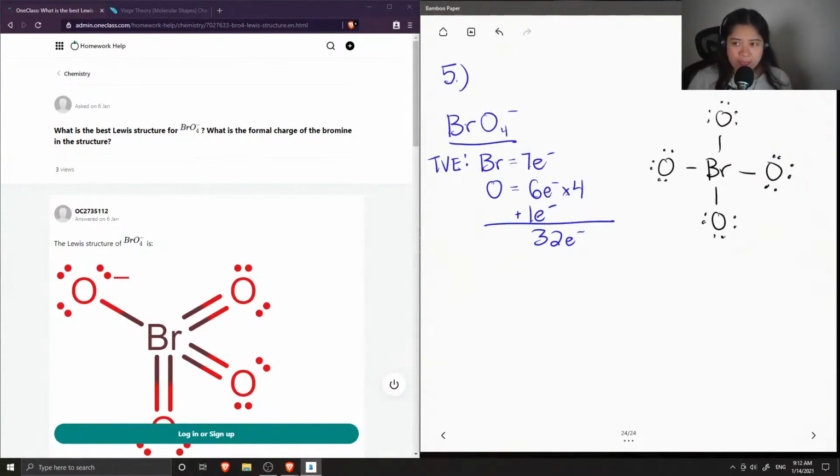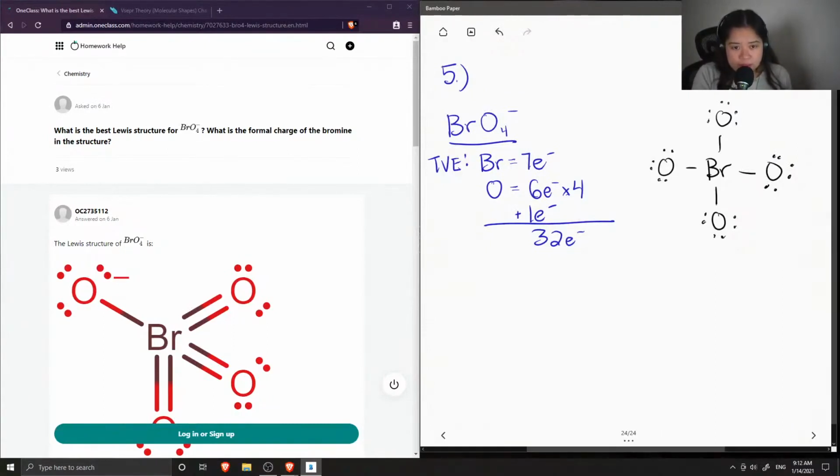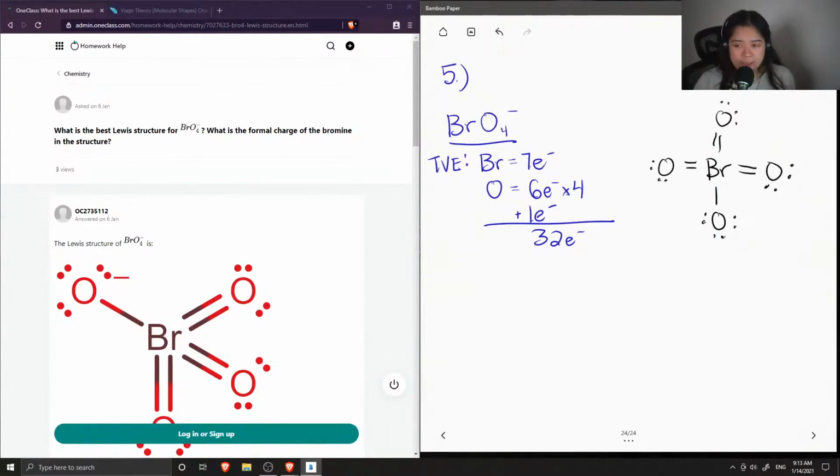But if we were to calculate the formal charge of each of these atoms, then you'll notice that each of the single bonded oxygens will have a -1 charge. So we're going to form double bonds for 3 of them only. And bromine is one of those elements that can have more than 8 electrons in its valence shell. And we're left with the following structure.